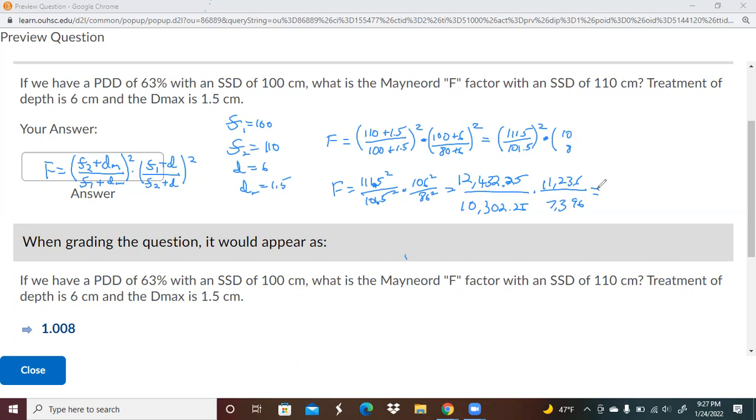I don't think I typed something in right. Let's see, 432.25 times 11,236 divided by 7396. I think I messed up somewhere. Let's try this again. 111.5 times 111.5. Okay, so that looks right.